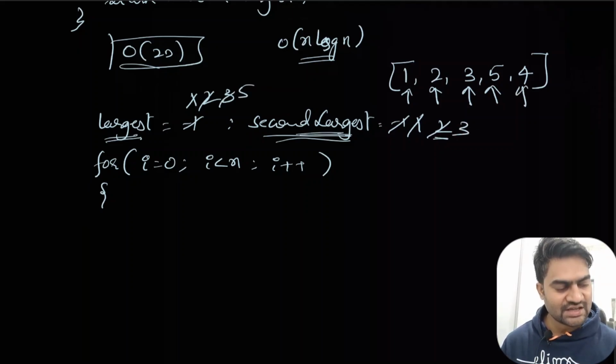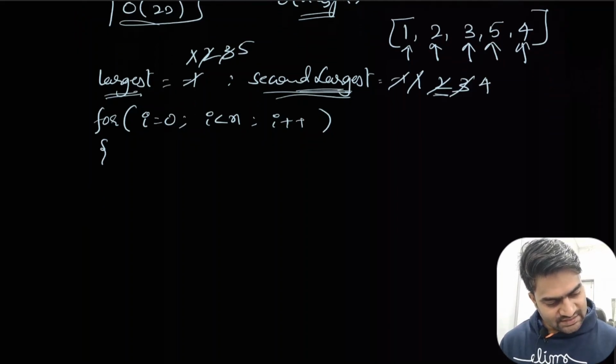Now if you check 4, it is not greater than largest, but still it is greater than second largest. So in this case, if the number is not greater than largest, we will have to check the second number, whether the current number is greater than the second largest. If that is the case, we will have to update only second largest. This way we can find the answer in only one iteration.